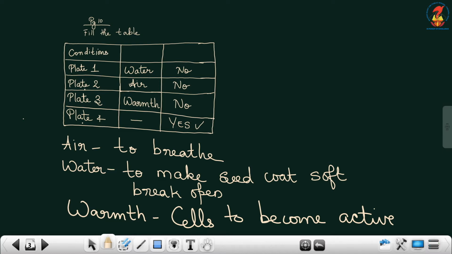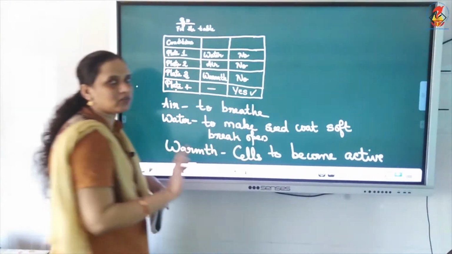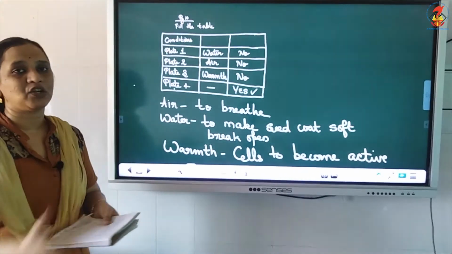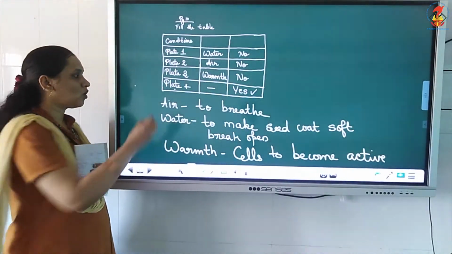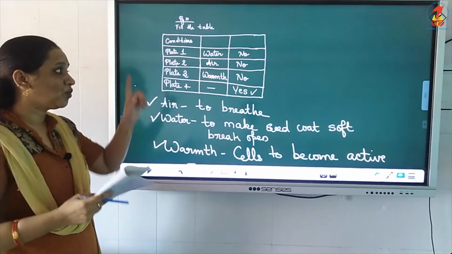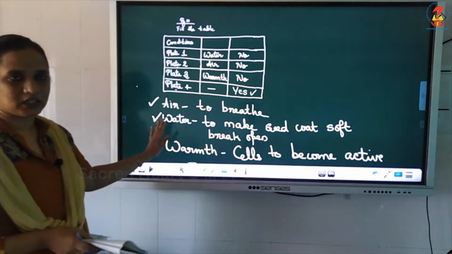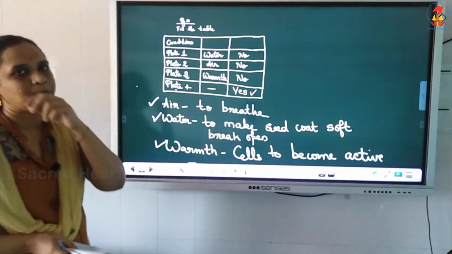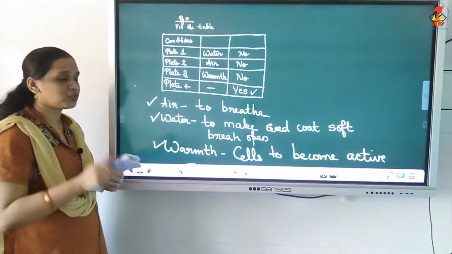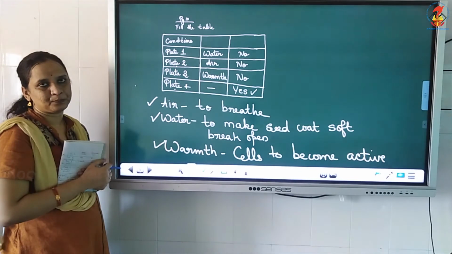Why does the seed need the sunlight? To make the cells active. If the cells are not active, will the seed germinate? It cannot germinate. So, all these three factors are required and only the seed which has got all these three will germinate. Clear to you? So, you have to read that activity and fill this table.